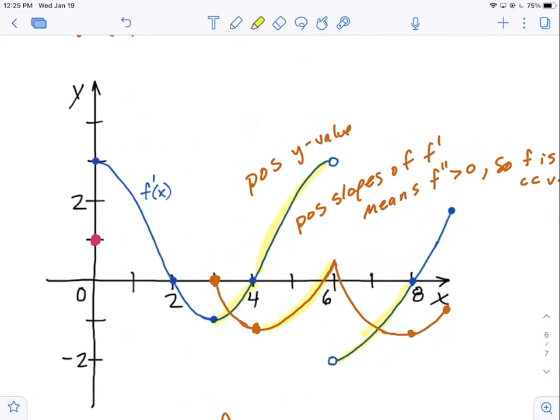Now, on this interval here, I have positive y values, negative slopes. Positive y values means f is increasing. Negative slopes of f prime means f is concave down. So I've got to draw increasing, concave down. Increasing, concave down looks something like this. I'll just keep doing it until I get to 2, and then I go horizontally, because I do hit 0.